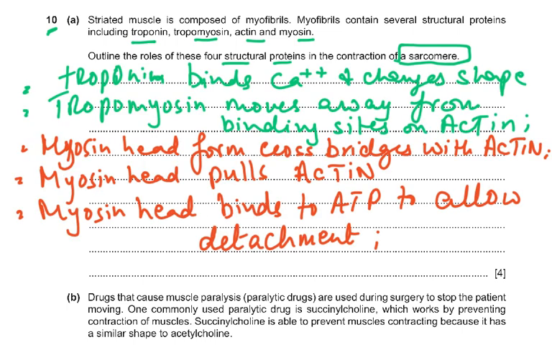So troponin binds to calcium and changes shape. Tropomyosin moves away from binding sites on actin. Myosin head forms cross bridges with actin. Myosin head pulls actin. Myosin head binds to ATP to allow detachment.